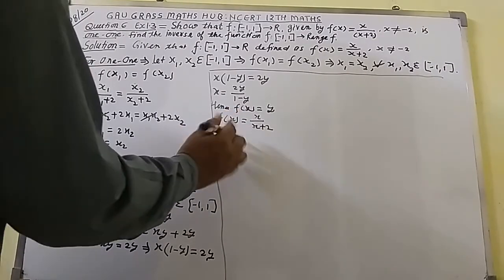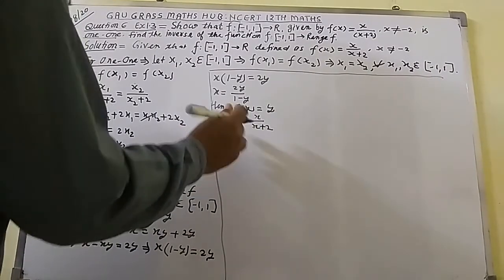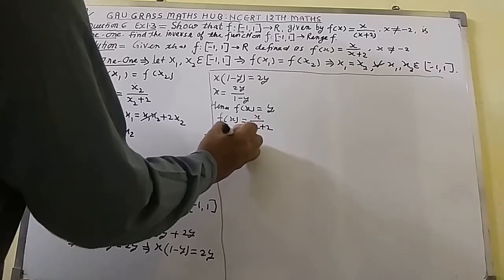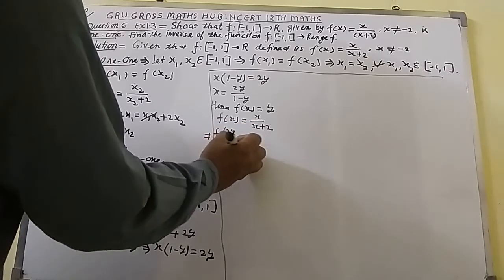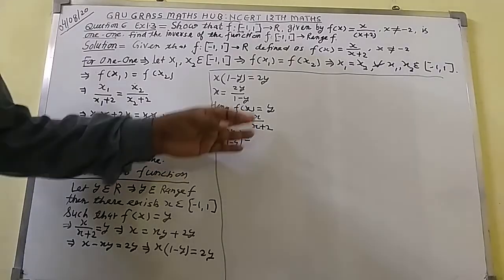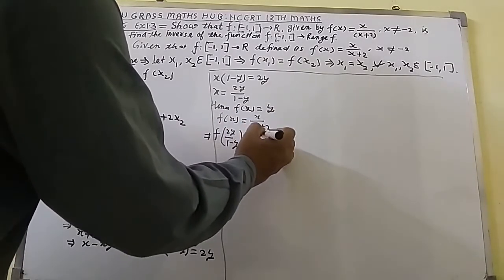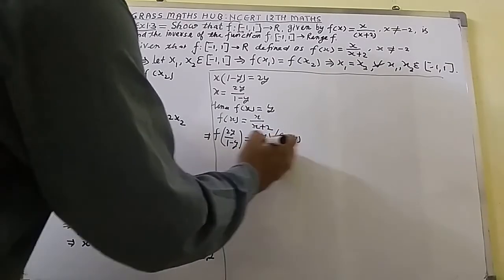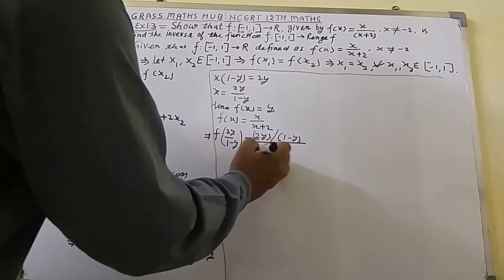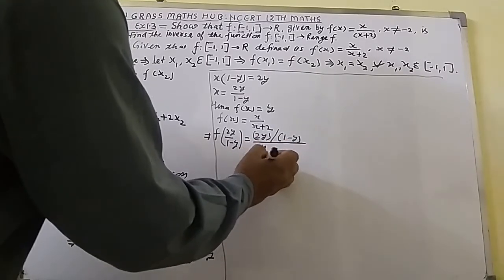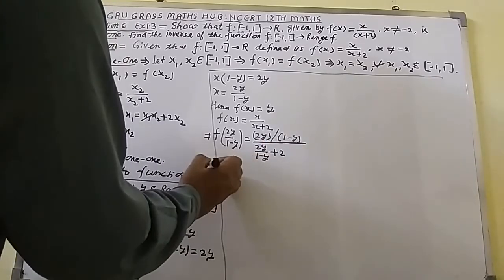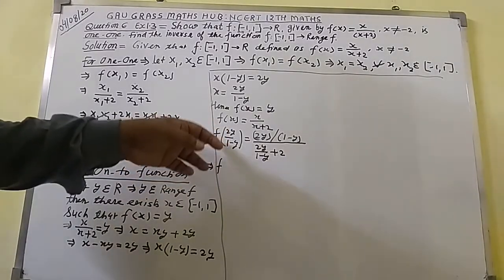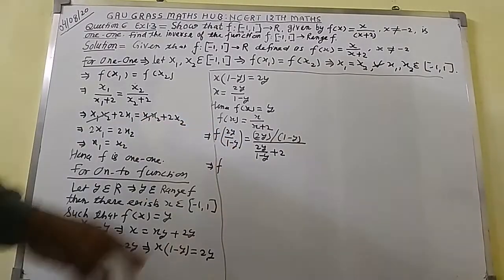Now f(x) is equal to y. So f will be there. In place of x I shall write this whole value, in bracket it will become 2y over 1 minus y. After that, in place of x I shall write 2y over 1 minus y, plus 2. Now do the operation here. Here you can write f in bracket 2y over 1 minus y, that is x here.